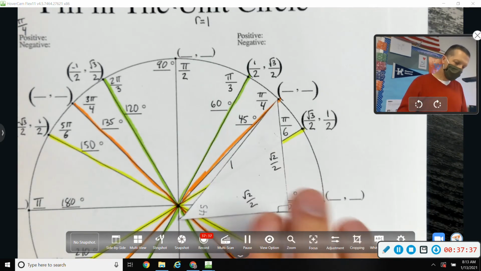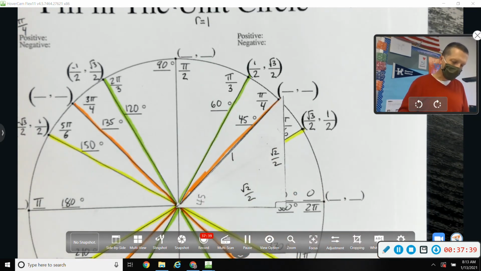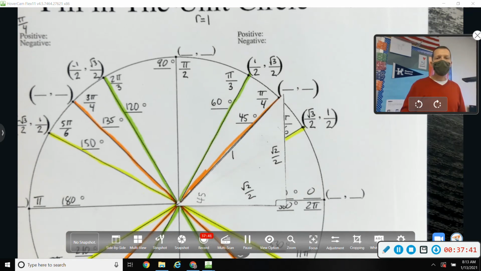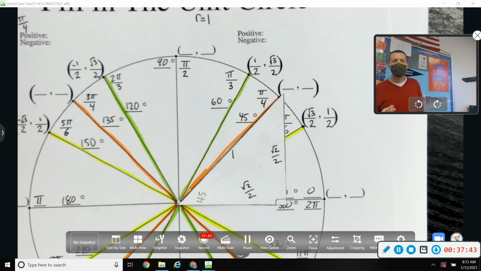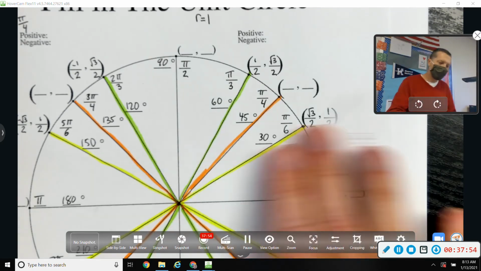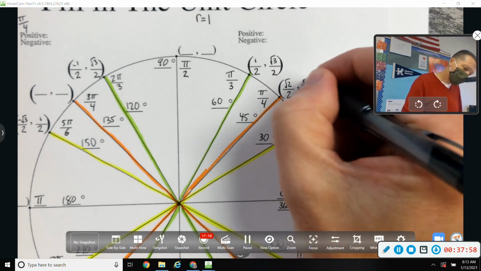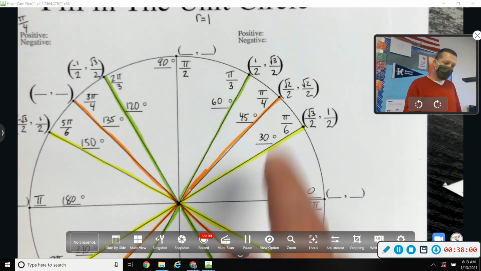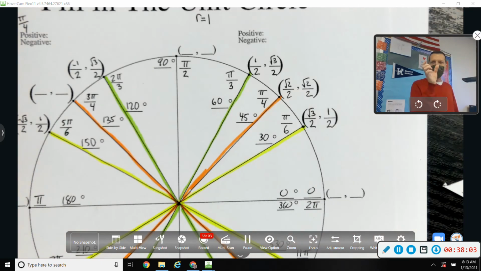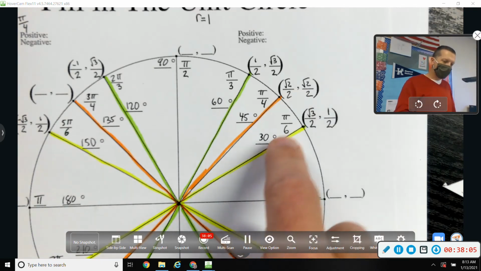All right, let's put the 45, 45, 90 triangle in there. Maybe we should have started with this one because this is the best one. Because what happens if you get your x and your y confused on this one? It doesn't matter. They're both root 2 over 2. That makes sense. 45 is right in the middle. The x and the y are the same.